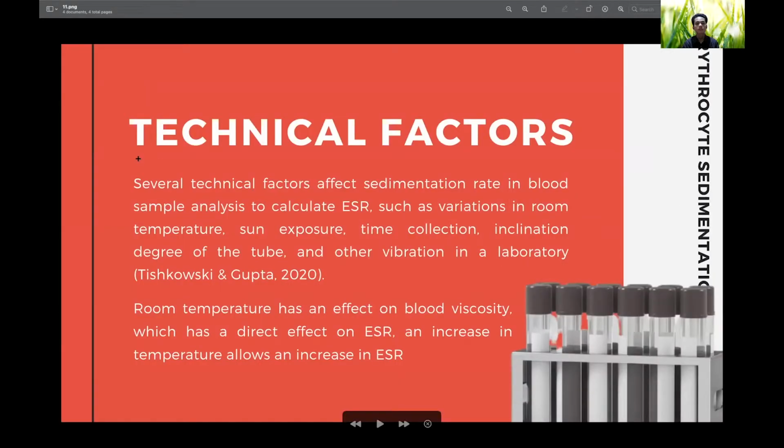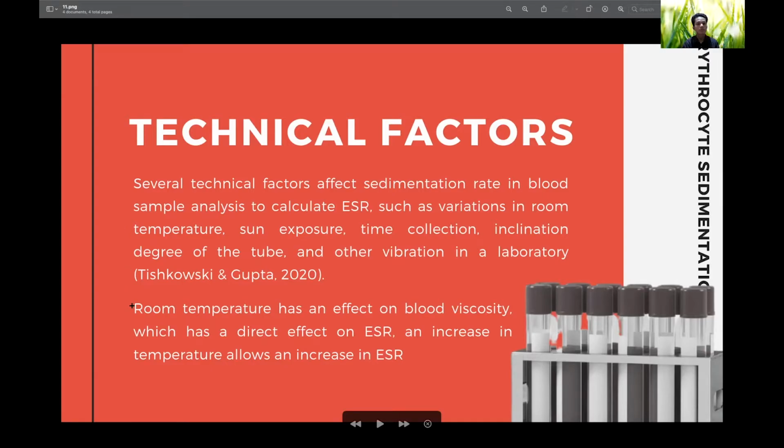Next is technical factor. Several technical factors affect sedimentation rate in blood sample analysis to calculate ESR, such as variation in room temperature, sun exposure, time of collection, aggregation degree of the tube, and other vibration in a laboratory. The factor number 1 is room temperature.